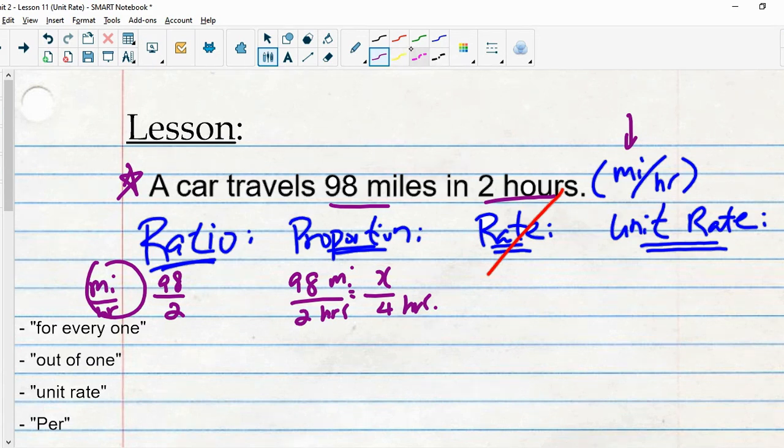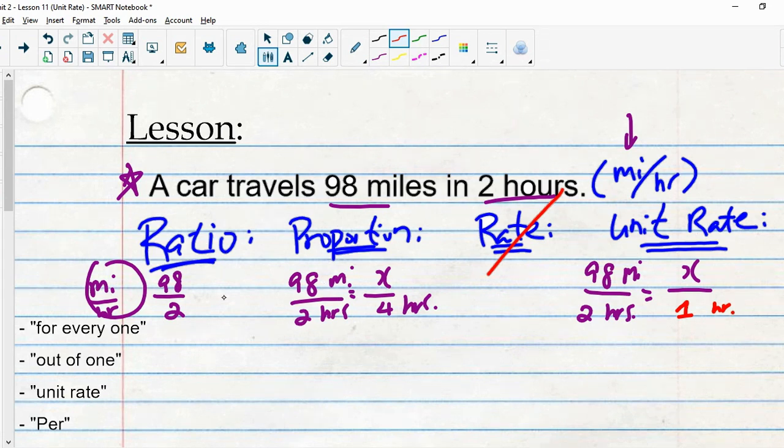So what's a unit rate then? Can you just close your eyes and imagine for a second? What would a unit rate question sound like? Press pause and write it down. Think about it. Okay, something like this: 98 miles in 2 hours is how many miles in 1 hour? That's a unit rate.